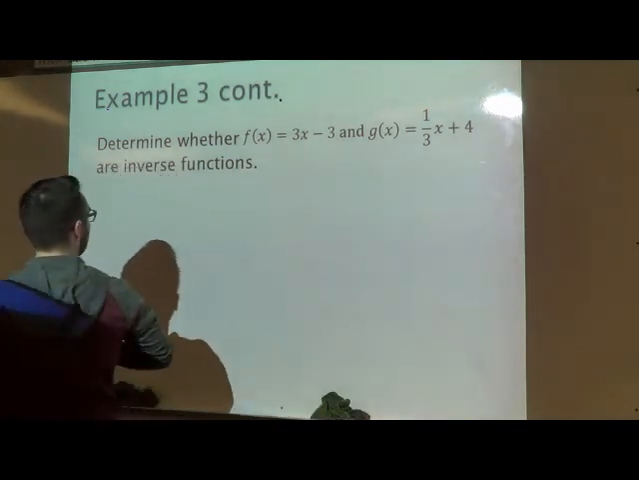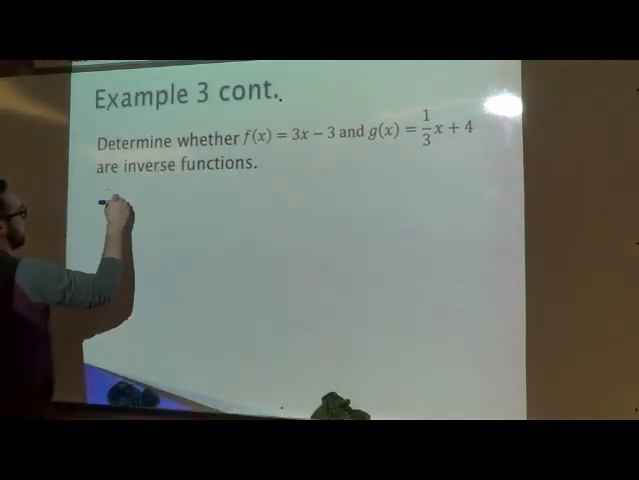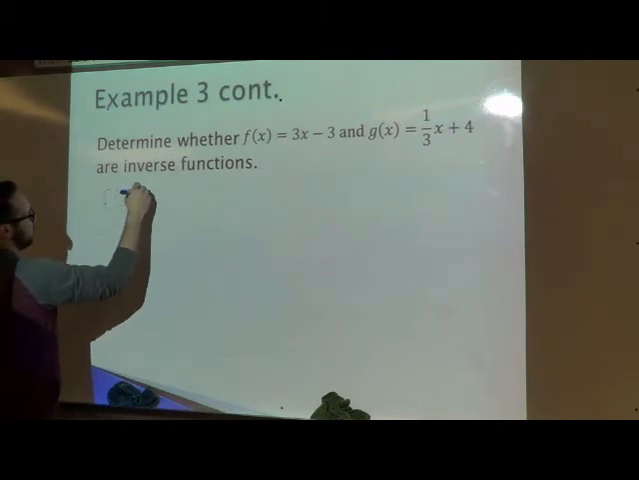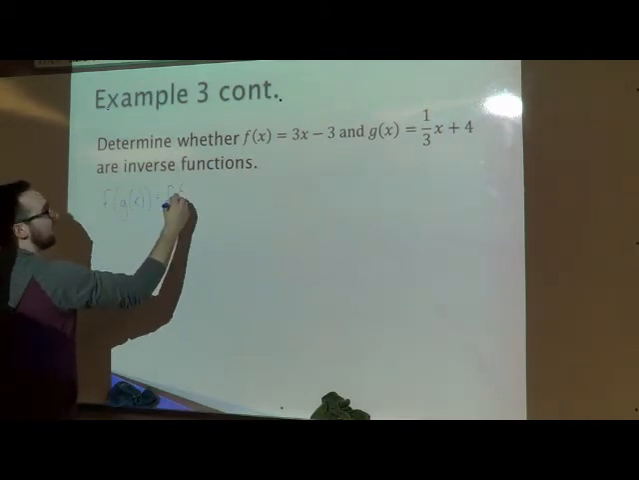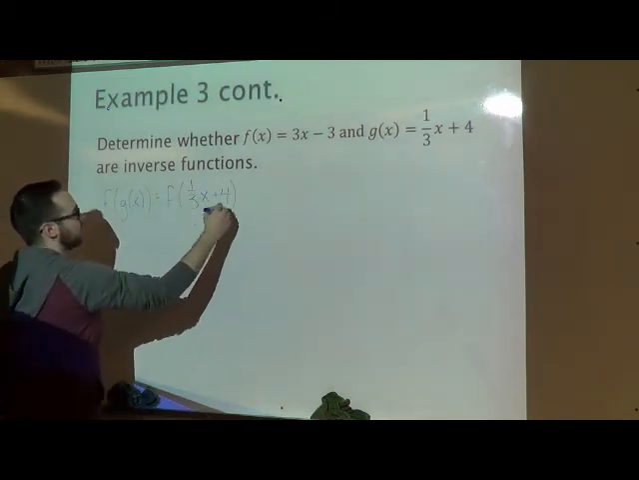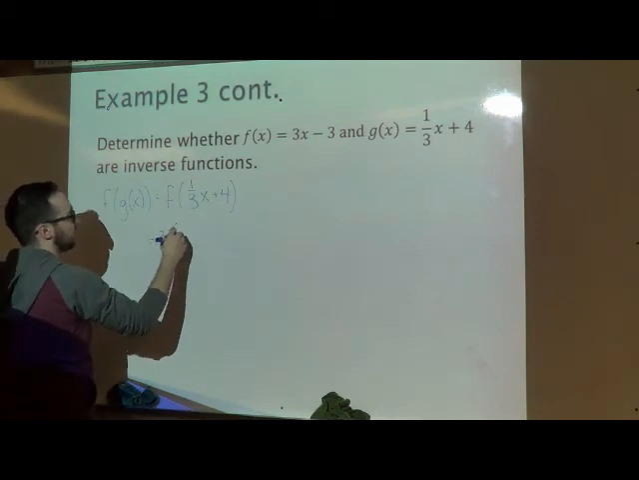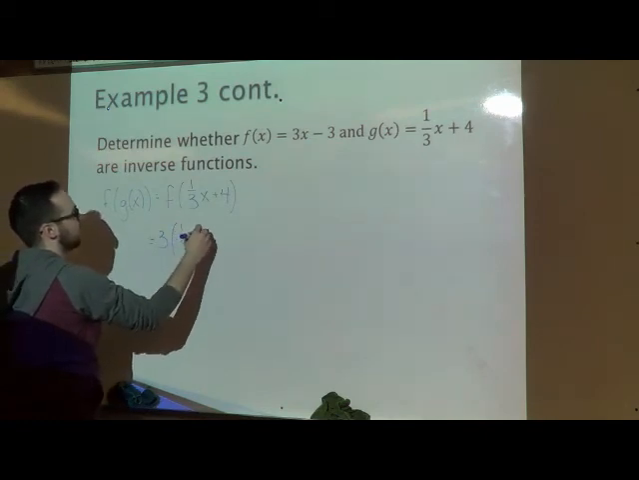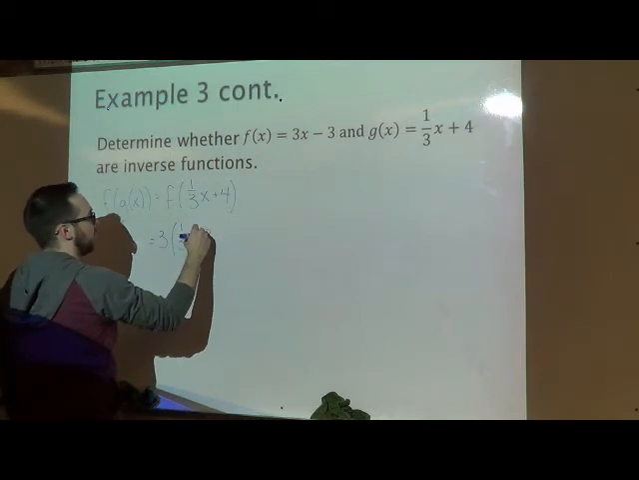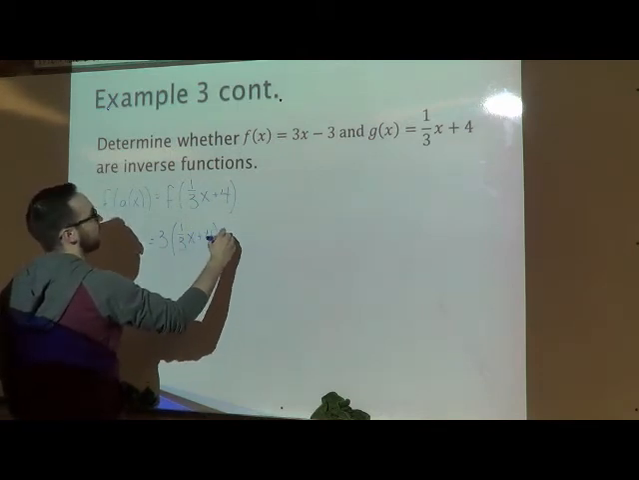And again, we're taking f of g of x and g of f of x. So I have f of g of x is going to be equal to f of 1/3 x plus 4. Plug this into my original, or to the f function. So we have 3 times (1/3 x plus 4) minus 3.